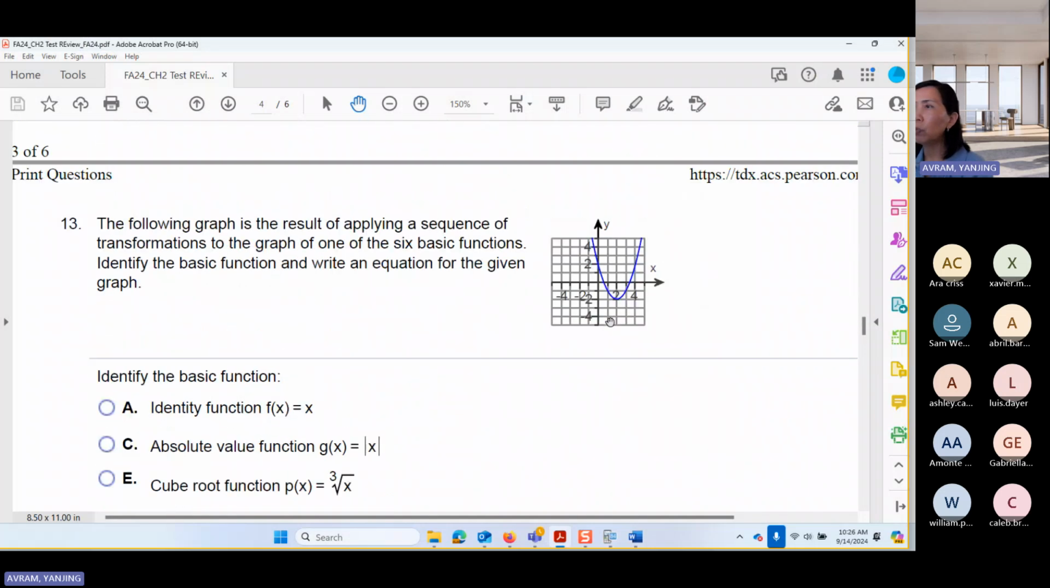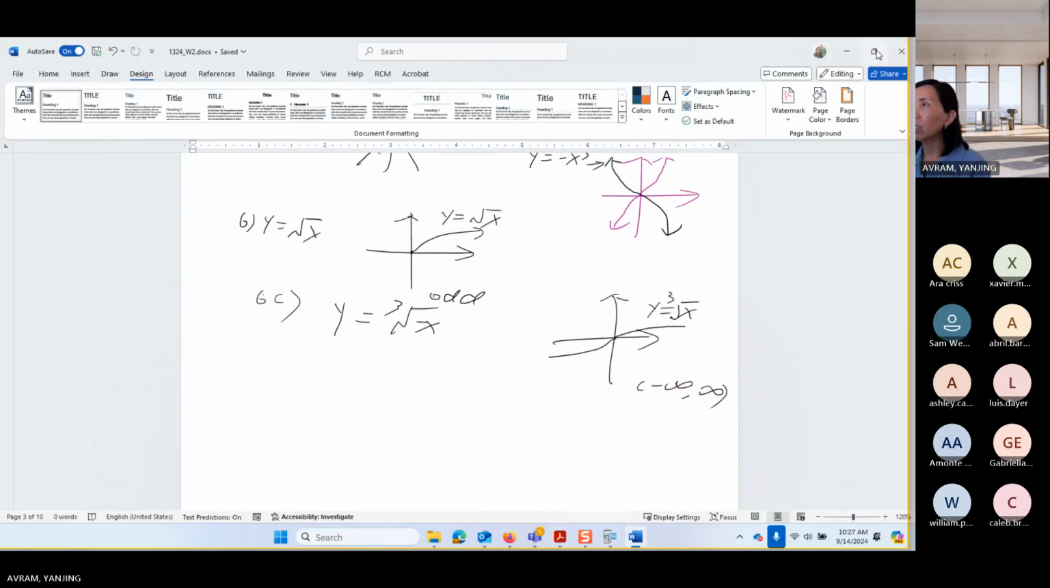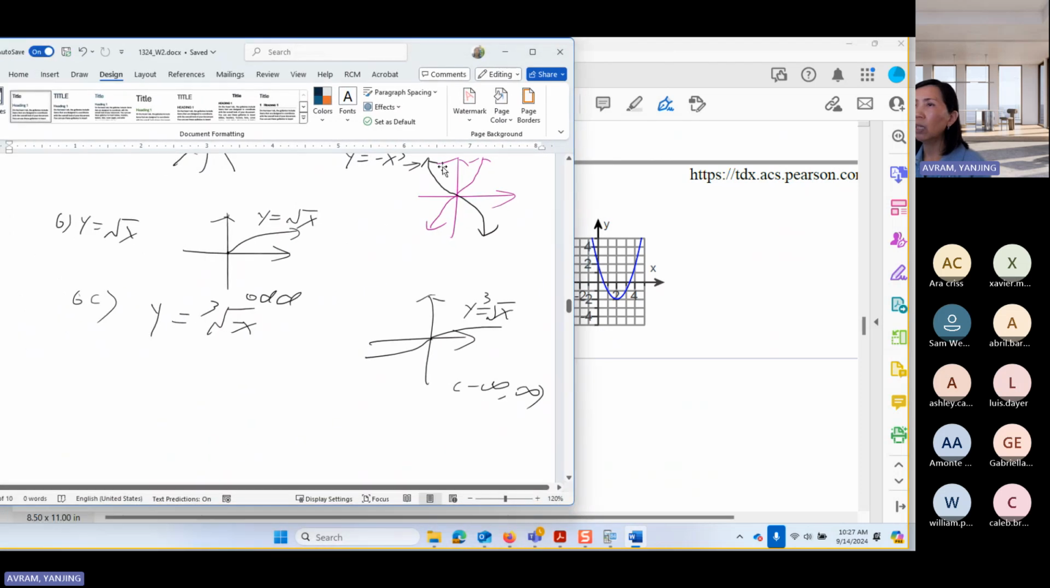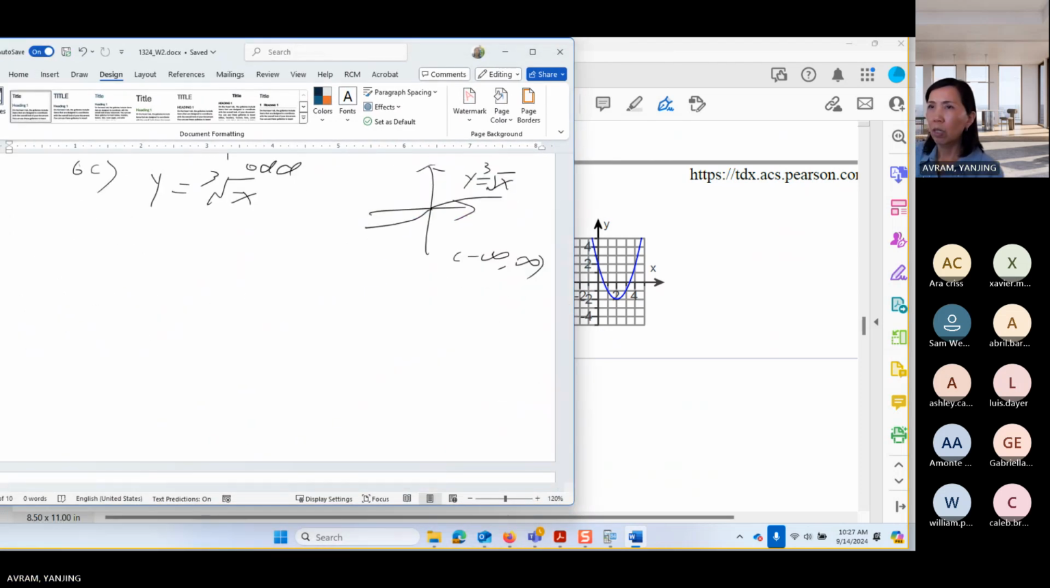Okay, and then transform to where? Let's see where's the vertex. The vertex here is moving to the right. So you have 1, 2, so it looks like moving right for 2 units, and then also moving down for 2 units in here. So you have y equal to x squared moving to the right for 2 units and then moving down for 2 units. Okay, so we're going to have y equal to (x minus h) squared plus k.